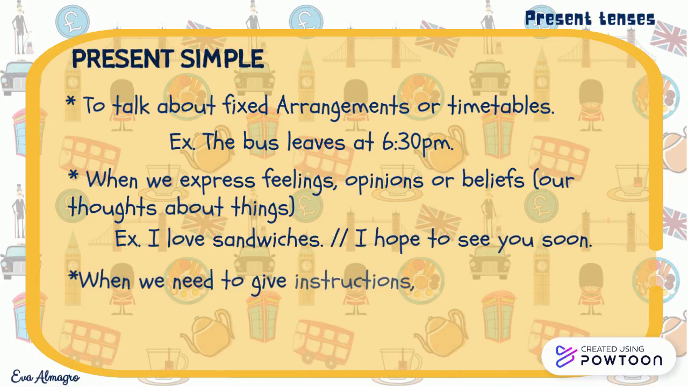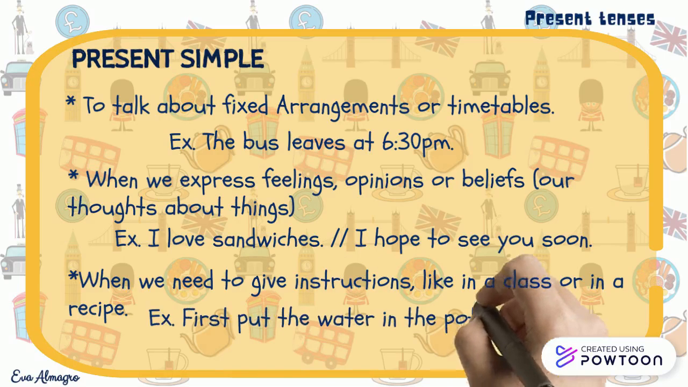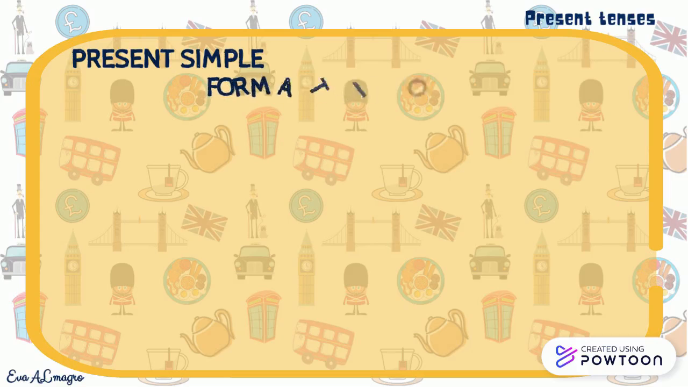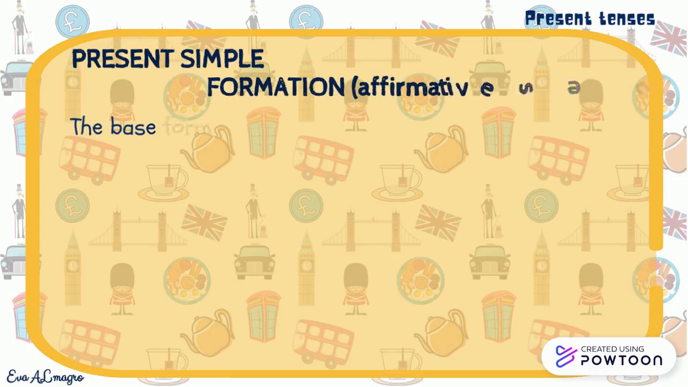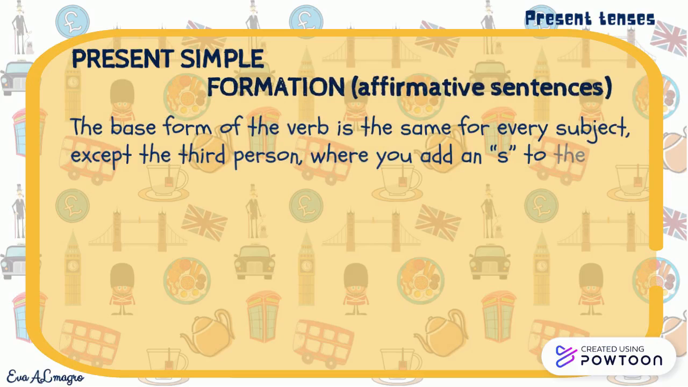Finally, when we need to give instructions, like in a class or in a recipe, we also use present simple. Like here, first put the water in the pot, then bring it to a boil. But how do we make the present simple? Well, we use the base form of the verb, which is the same for every subject except for the third person, he, she, or it, where you add an S to the end of the verb.